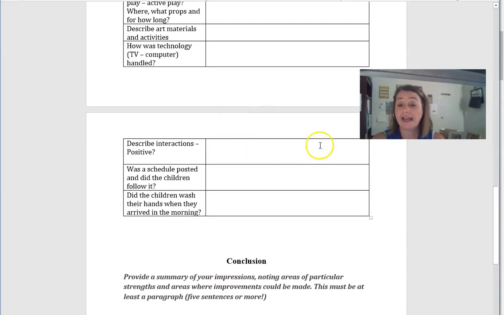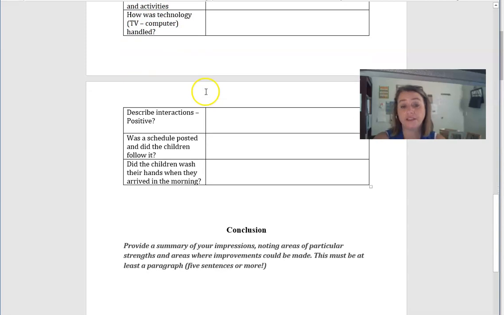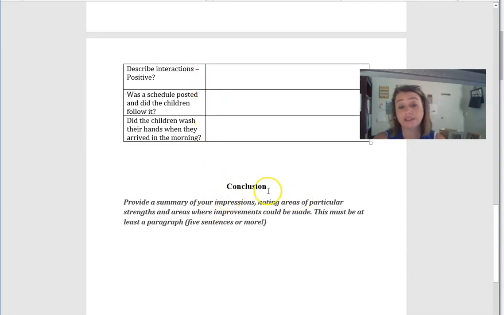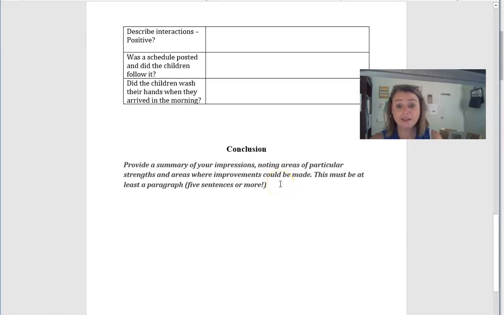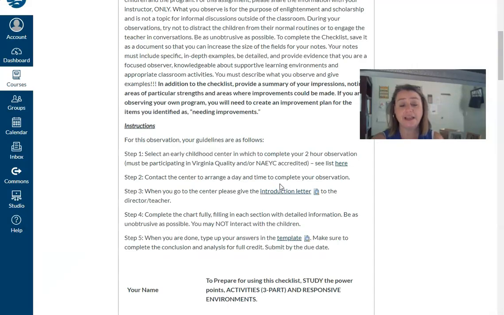So again, about half is coming from what do you have in your chart, how detailed are you, how well did you look for what you were supposed to look for with each of these indicators, and then the other half really is coming from your conclusion. So most conclusions are going to be at least a paragraph. I would expect it would be longer than that, but if it only has 1 or 2 sentences, then that's not considered an adequate conclusion. So I think that that hopefully explains everything for the observation.